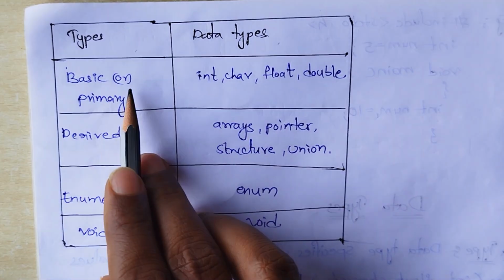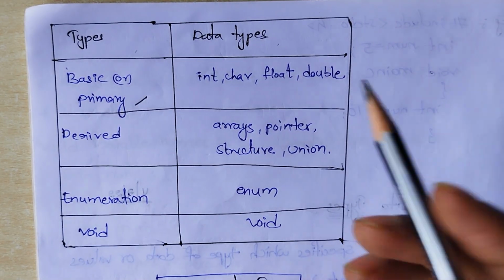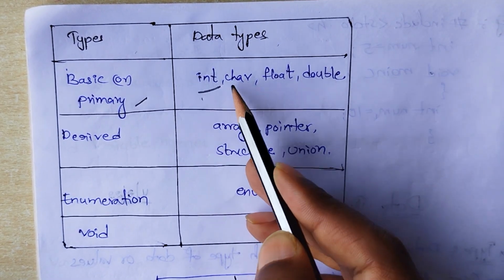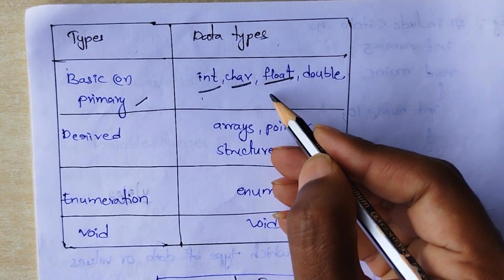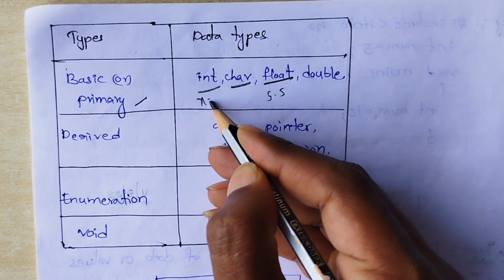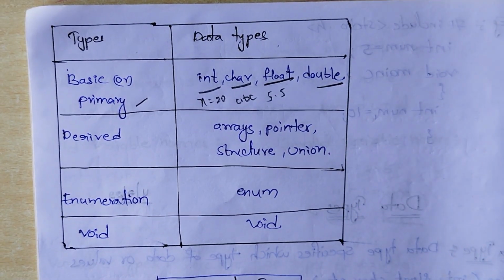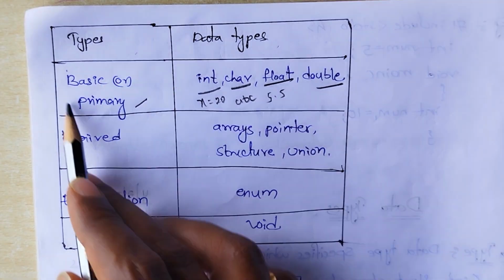In the basic or primary data types, there are again several different types: integer for numerical numbers, like x = 20; character for alphabets, like A, B, C; and floating for decimal point values, like 5.5; and double, which is for double values, lengthy or long values. These are the basic primary data types.